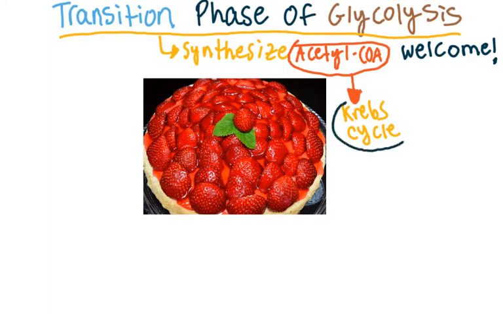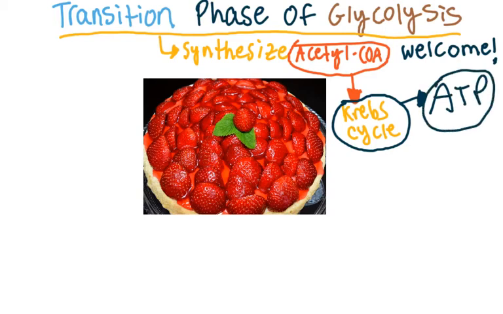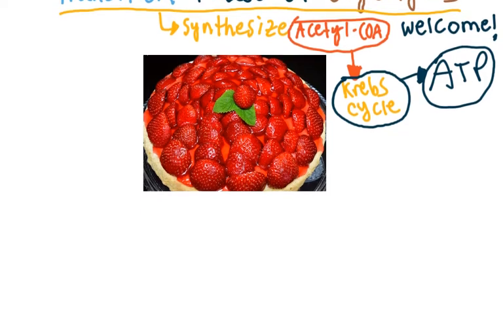and in the Krebs cycle you're going to make important electron carriers for the electron transport chain, and that's going to lead to having ATP or energy, all right? And our cells need energy in order to function. So that's the purpose of the transition phase of glycolysis, to make this acetyl coenzyme A, and we'll see how. So let's go and get started.